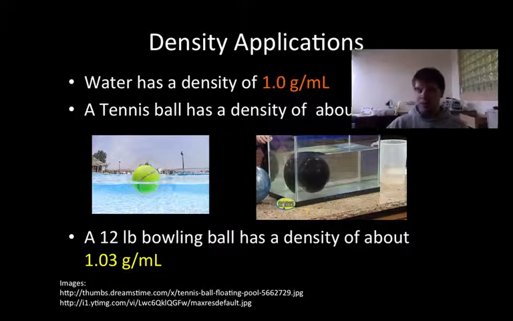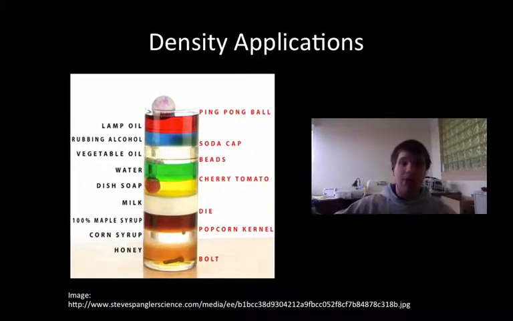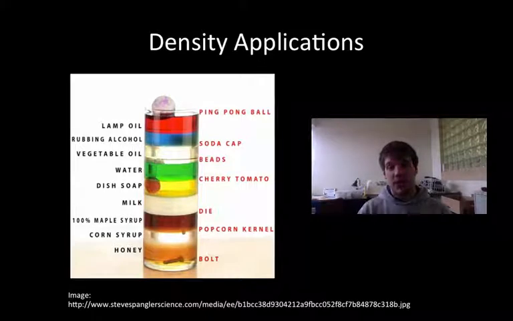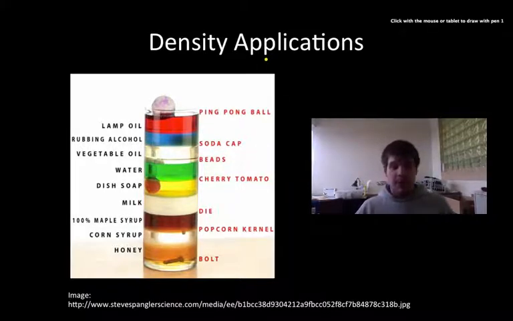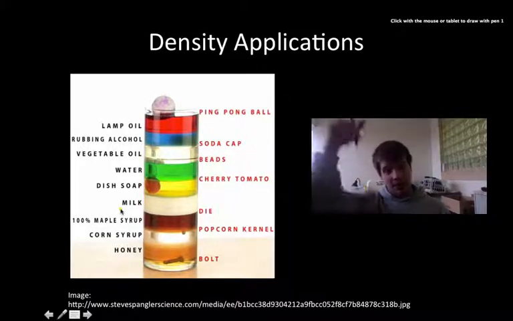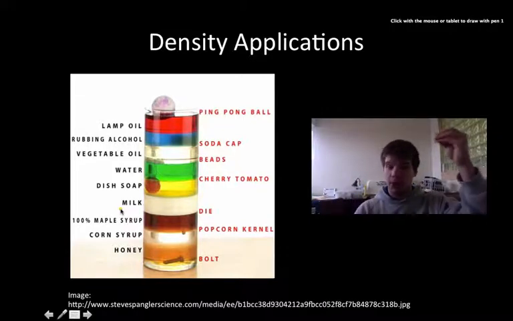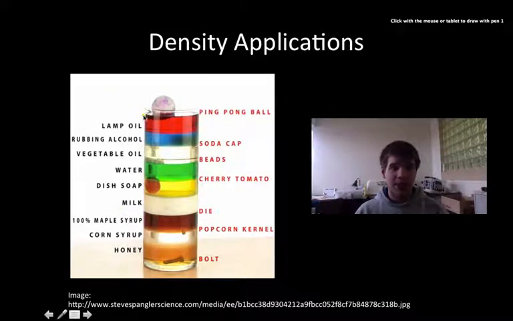And so to take it a couple steps further down the line, we have these density columns. If you Google it, you'll see all sorts of things. And I've seen much simpler ones. This is probably the most complicated density column I've ever seen. But the premise behind this is that anything that has a high density will sink to the bottom, anything with a lower density will float up to the top. So as I go down the density column, I get higher and higher densities. So the bolt that's all the way at the bottom has the highest density of anything in this column. And the ping pong ball, floating on the top of everything, has the lowest density.